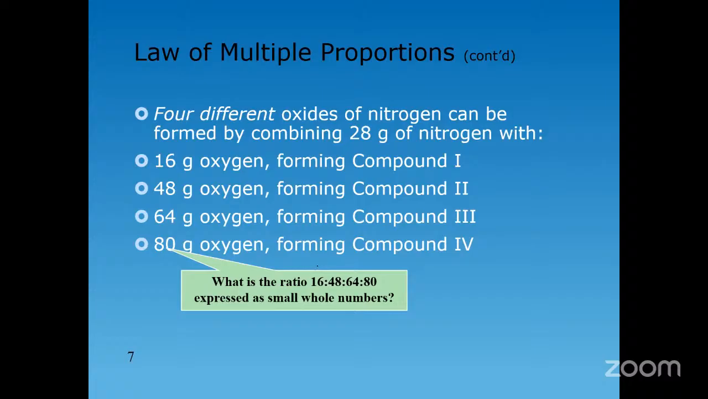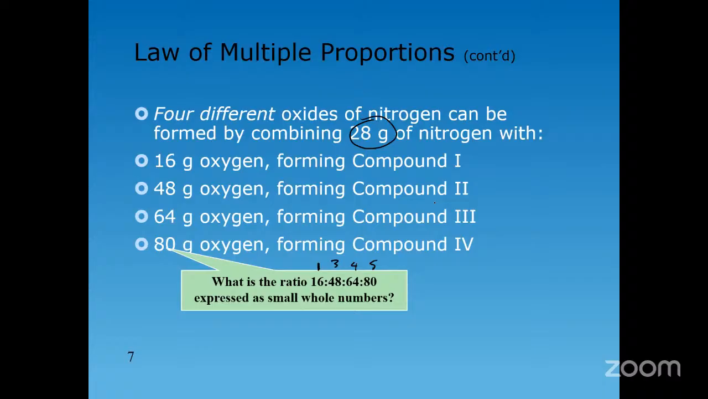16, you're going to get 1 here, you're going to get 3 here, 16 into 64 gives you 4 here, and 5 here. So the smallest whole number ratio will be 1 to 3 to 4 to 5 for the same mass of nitrogen for each of these compounds.